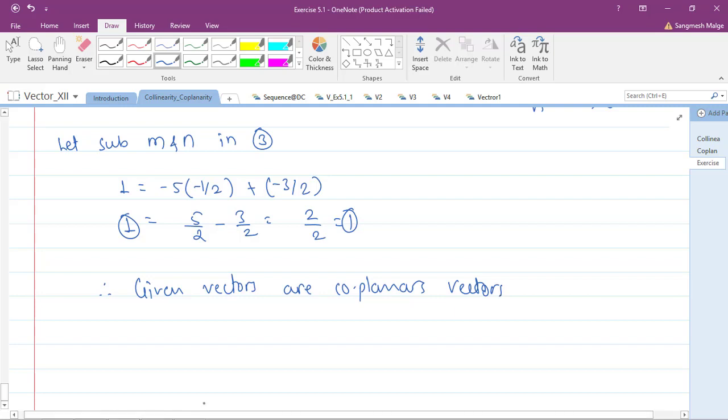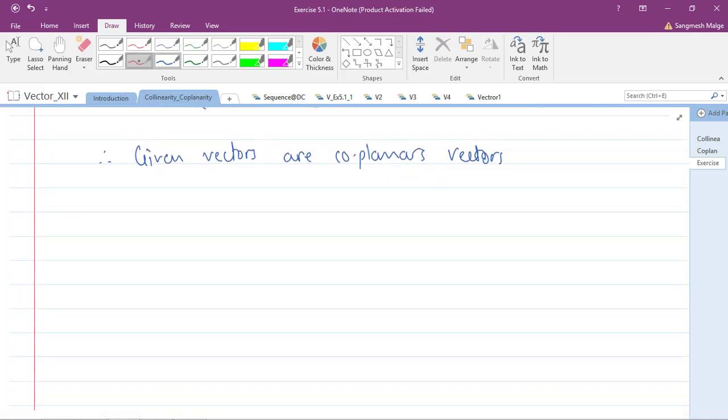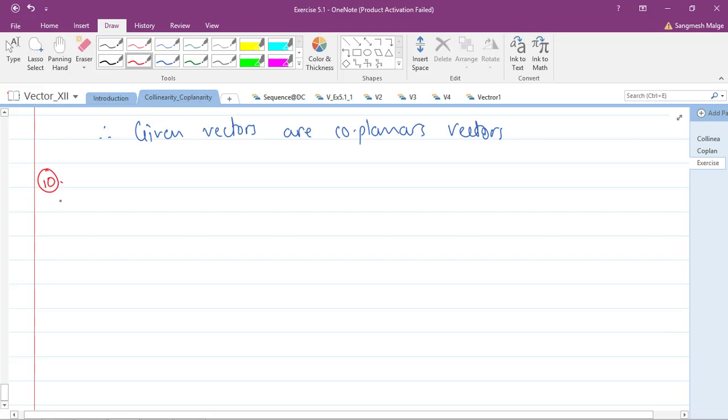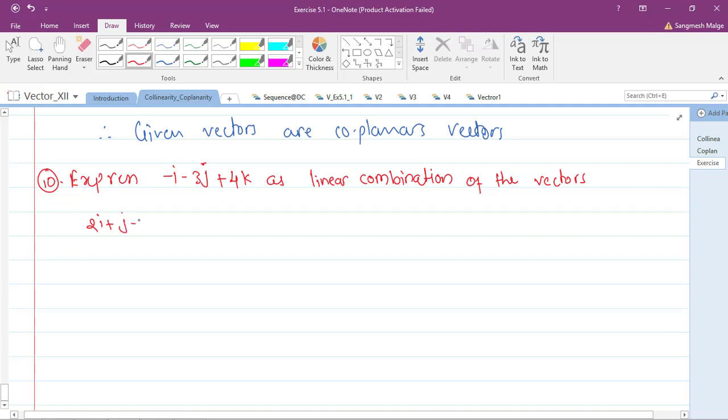Is it okay? Good. So let's solve the next question, question number 10. Express minus i minus 3j plus 4k as a linear combination of the vectors 2i plus j minus 4k, 2i minus j plus 3k, and 3i plus j minus 2k. So this is the question.